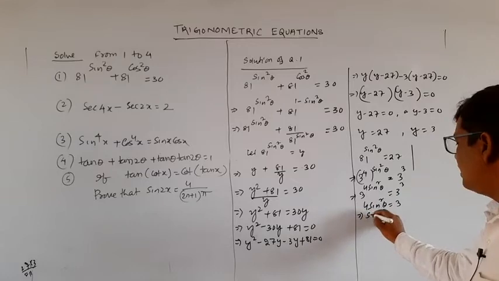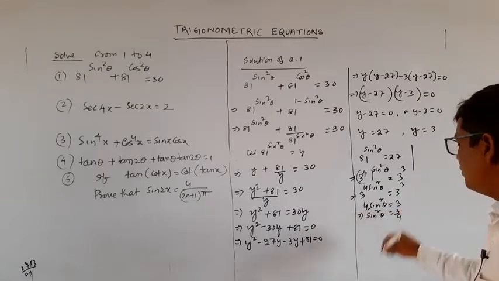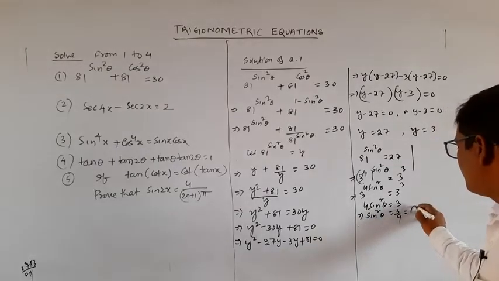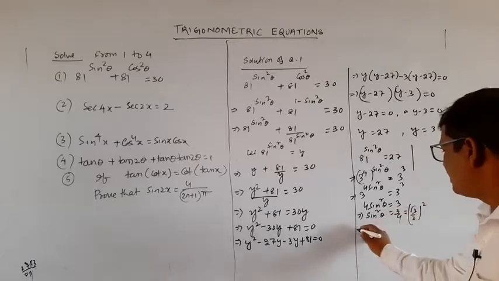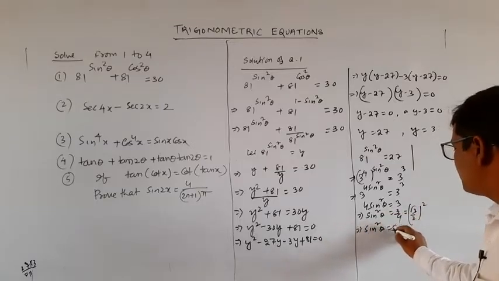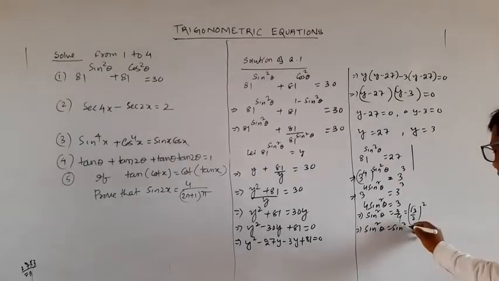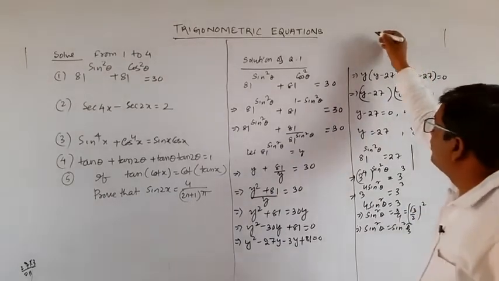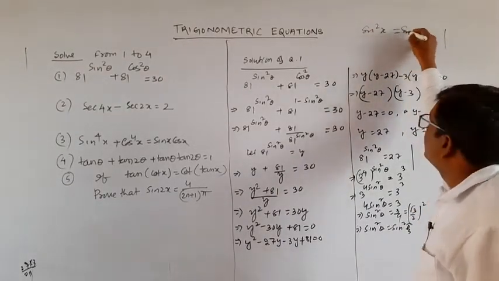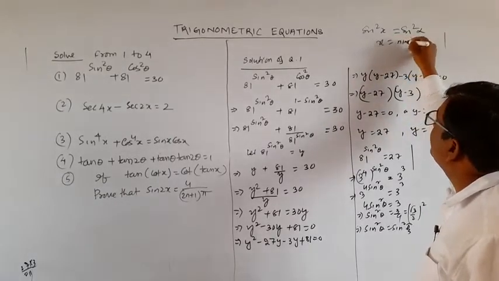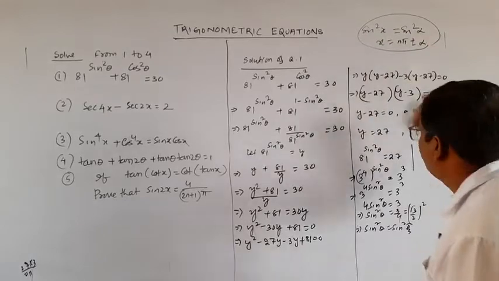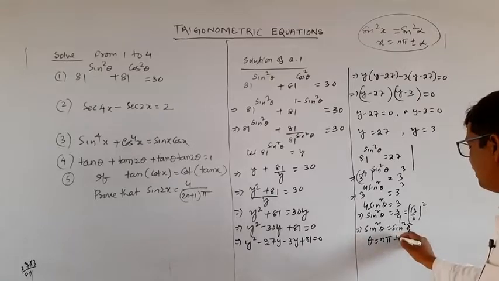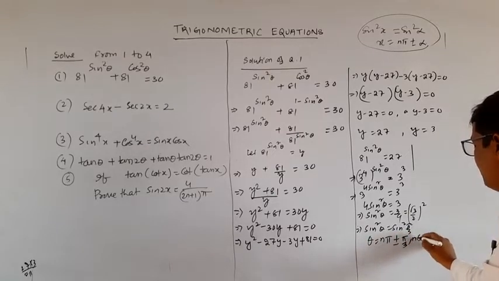Sin square theta is equal to 3 by 4, which we can write as root 3 by 2 whole square. So sin square theta is equal to sin square pi by 3. What is the formula? Sin square x is equal to sin square alpha, so x is equal to n pi plus or minus alpha. This is the formula we have to use. So theta is equal to n pi plus or minus pi by 3, n belongs to Z.